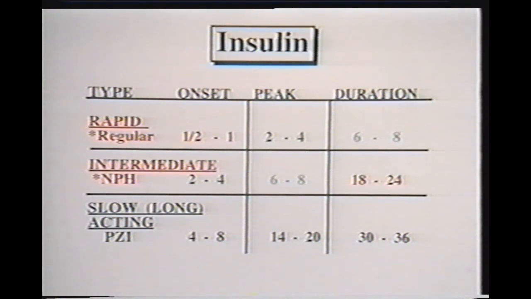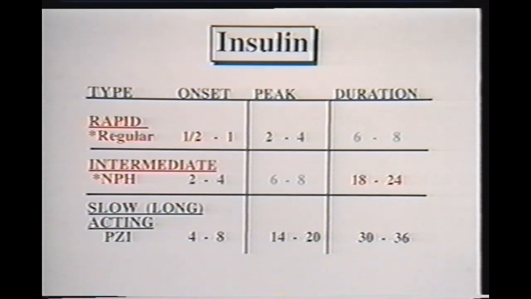Intermediate insulin, on the other hand, doesn't start acting for around a couple of hours. Sometimes it might act slightly earlier than that, but usually around 2 hours or so before it acts. Peaks about 6 to 8 hours, sometimes even a little longer than that, but roughly 6 or 8 hours, and lasts all day. Very long-acting insulins are ones that don't even begin to work for 4 to 8 hours, peak in 14 to 20 hours, and last 30-36 hours. These are not given as often as are either regular or NPH.